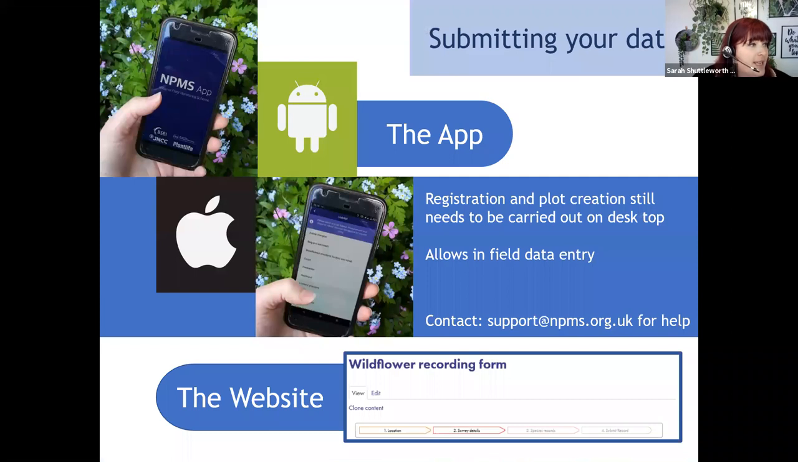So there are two ways that you can submit your data: via the website itself or the app. As I mentioned before with the app, you just have to have set up your plots on the website first before you can start recording in the field. And if you're concerned about phone signal, do not worry, as I believe the app is set up to work offline if needed, and then it sends the data once you get back within signal range.